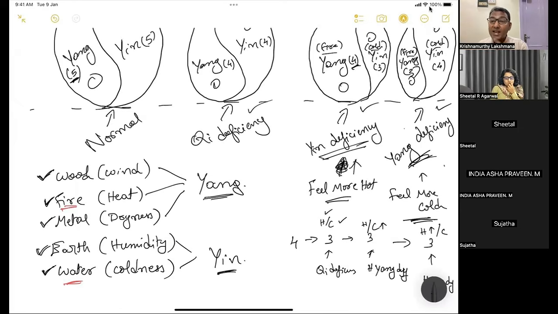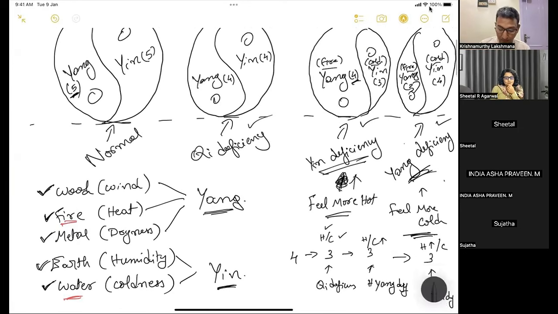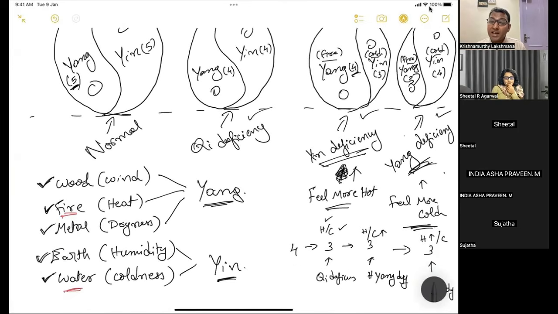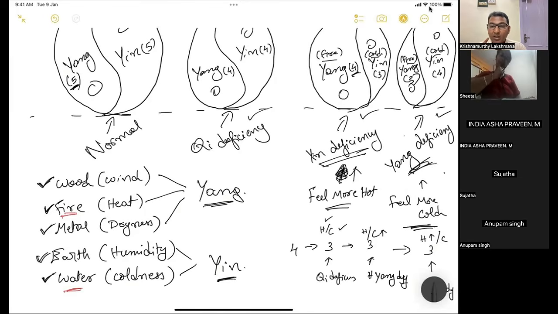We never say fire is deficient. Have you ever heard kidney fire deficiency? Heart fire deficiency? Have you ever heard? No, right? So you have always heard heart yang deficiency. You have never heard heart fire deficiency. Similarly, you have heard kidney yin deficiency, but you have not heard kidney water deficiency or kidney coldness deficiency. Right, it is making sense. Yes, you answered my question.